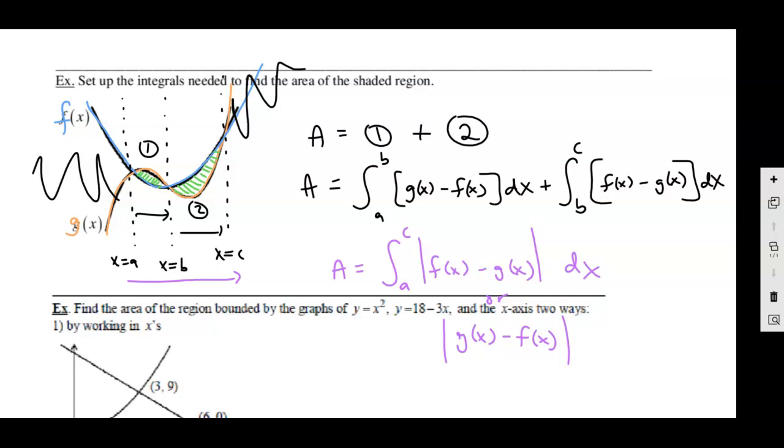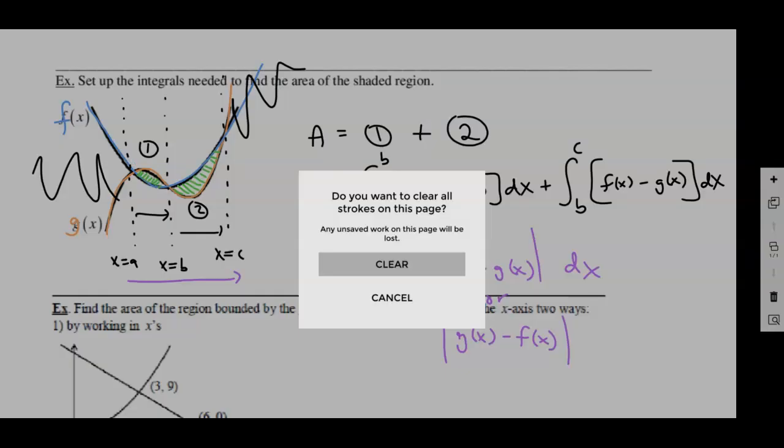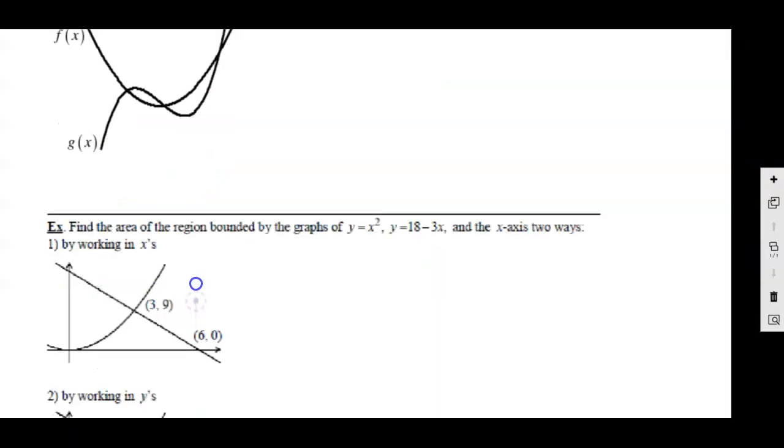And then if you have the absolute value, the order for the subtraction doesn't matter because at worst it's off by a negative, but then the absolute value kills the negative anyways. All right, so the absolute value would also work, but I would suggest splitting it up and just doing each region individually. All right, here we go.